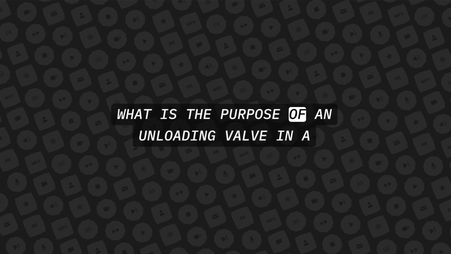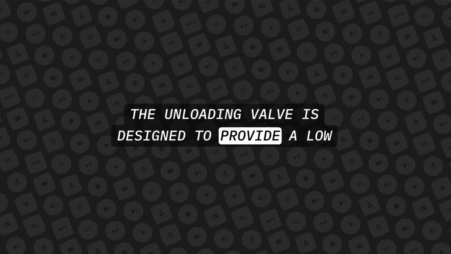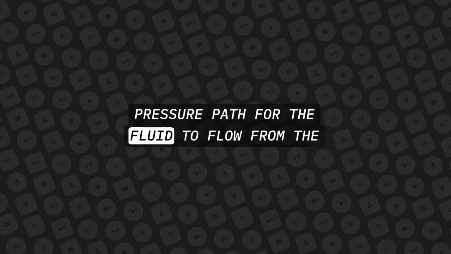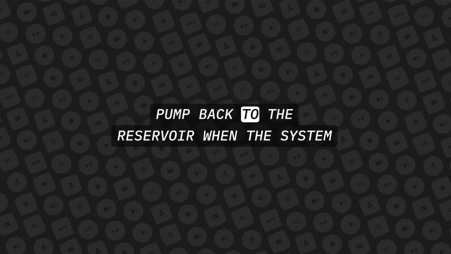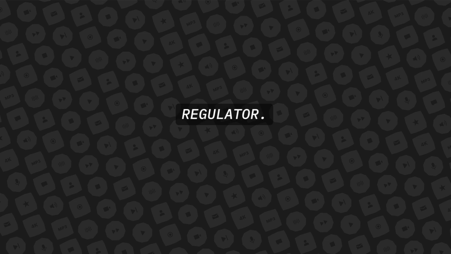What is the purpose of an unloading valve in a closed hydraulic system? The unloading valve is designed to provide a low pressure path for the fluid to flow from the pump back to the reservoir when the system has no flow requirements. The unloading valve also acts as a pressure regulator.